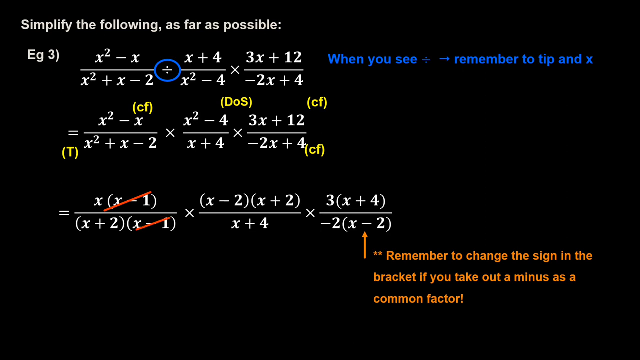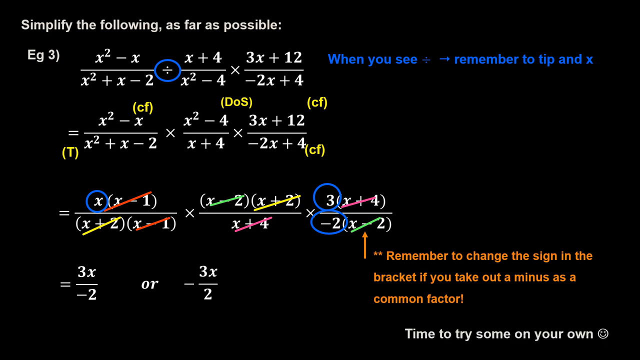And now you can cancel anything on the top with anything that matches on the bottom. So we can cancel the 2x minus 1's, we can cancel x minus 2's, we can cancel x plus 2's, and we can cancel the x plus 4's. What we're left with is x on the top, a 3 on the top, and a minus 2 on the bottom. If we multiply everything on the top together and everything on the bottom together, we end up with 3x over negative 2. Remember, you can also rewrite the negative in front of the whole fraction. So you can write it at the bottom or in the middle, both are correct. Time to try some on your own.